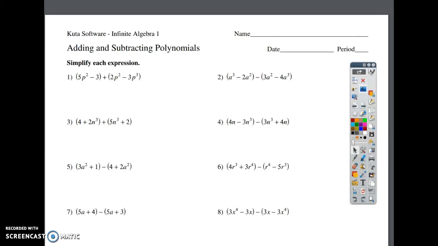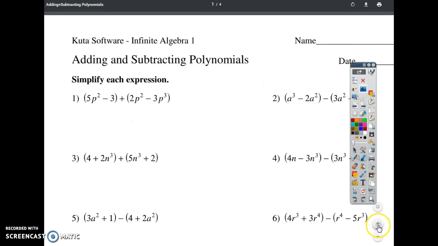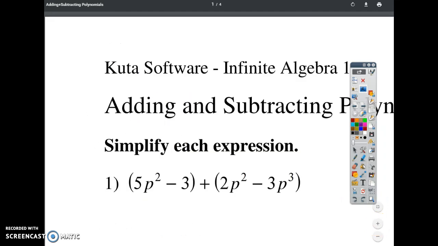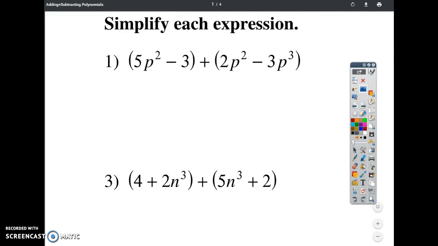In this worksheet, we're going to do problems 1, 2, 11, and 13. We're going to start off with problem number 1. It says simplify each expression. This is not an equation. That's why there is no equal sign.